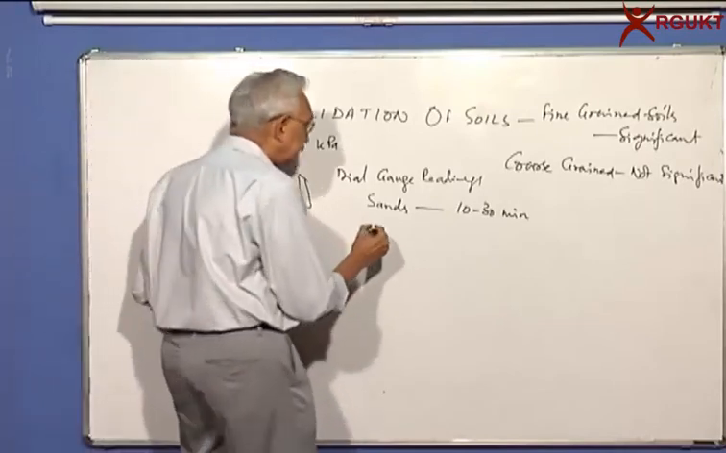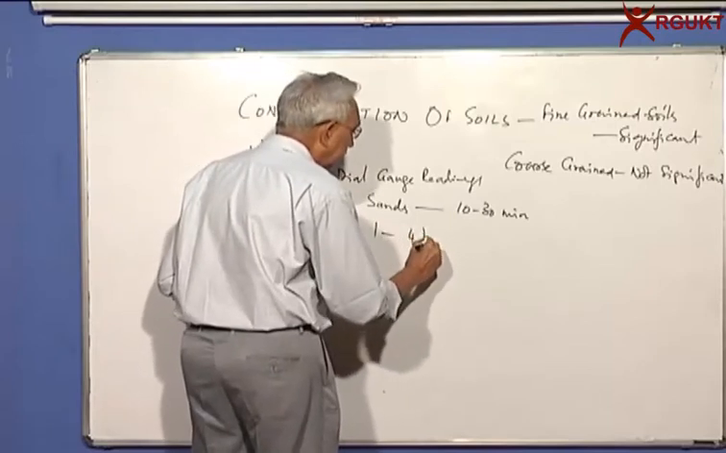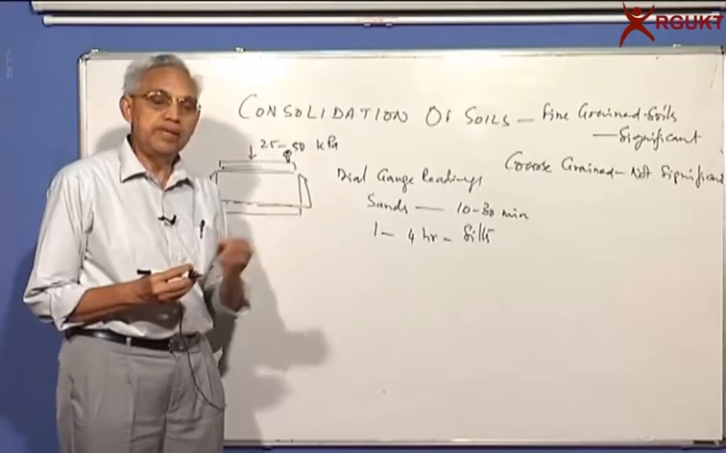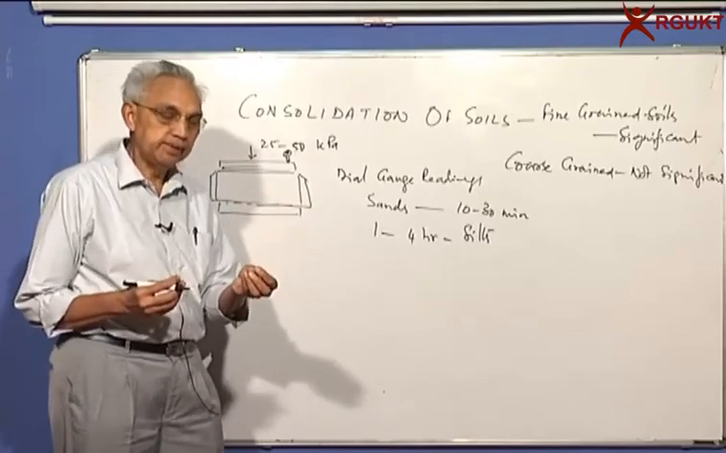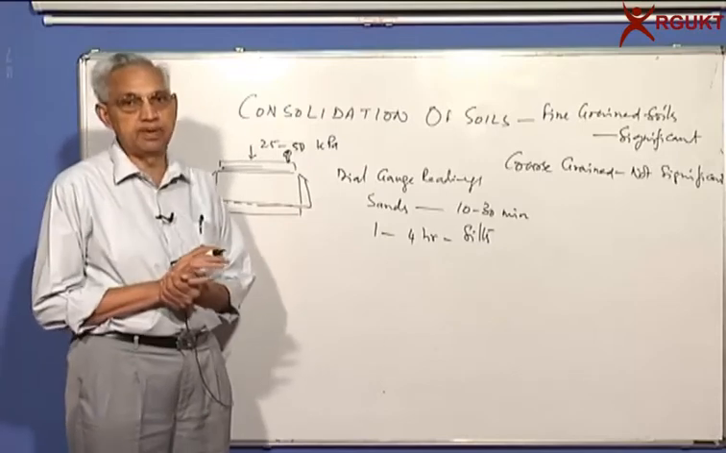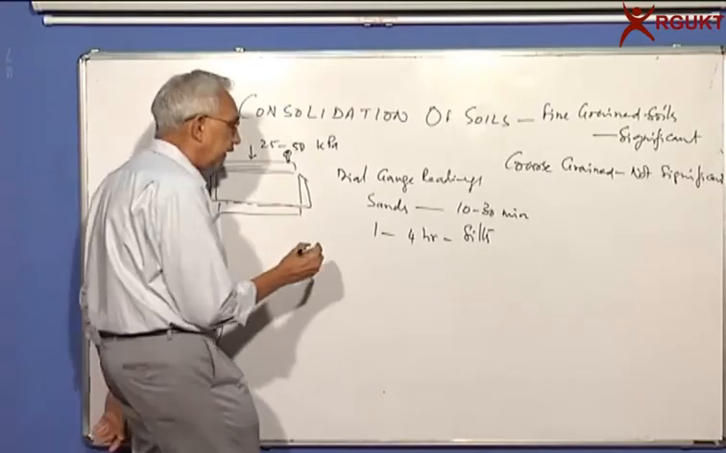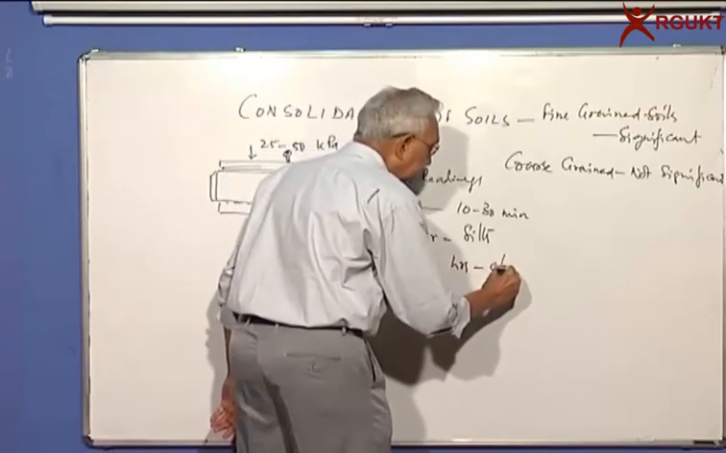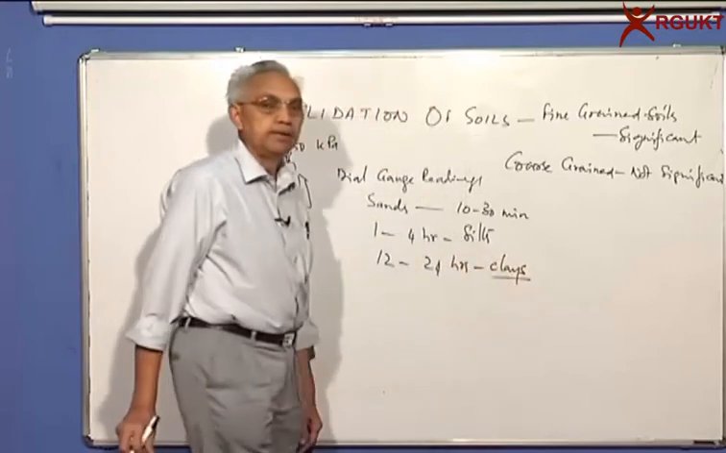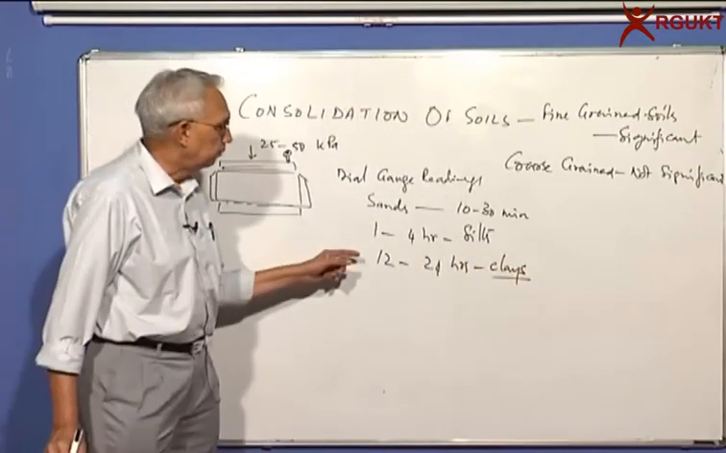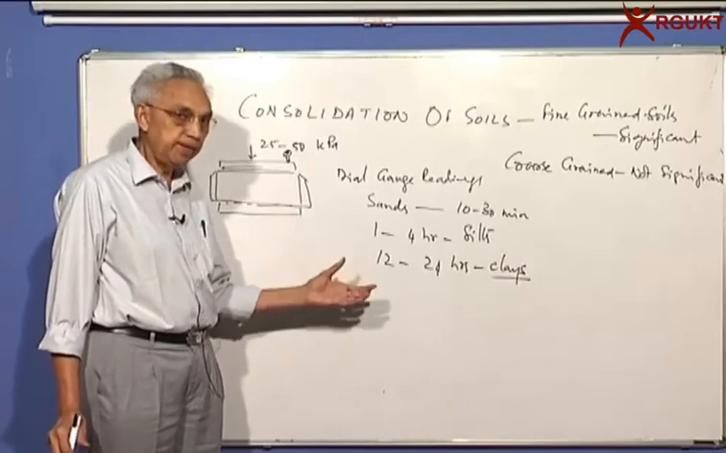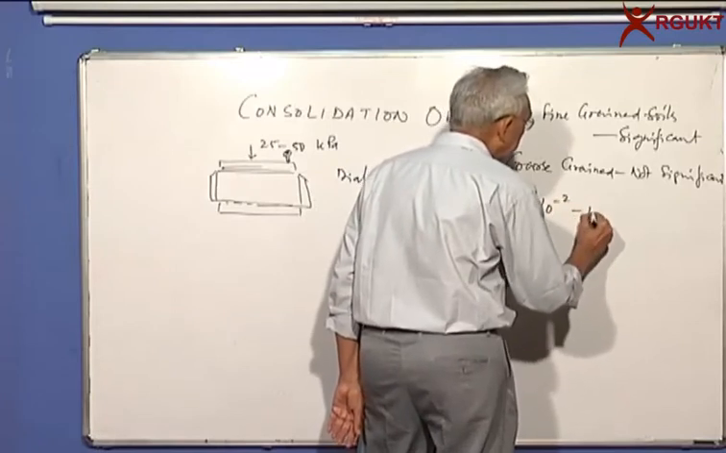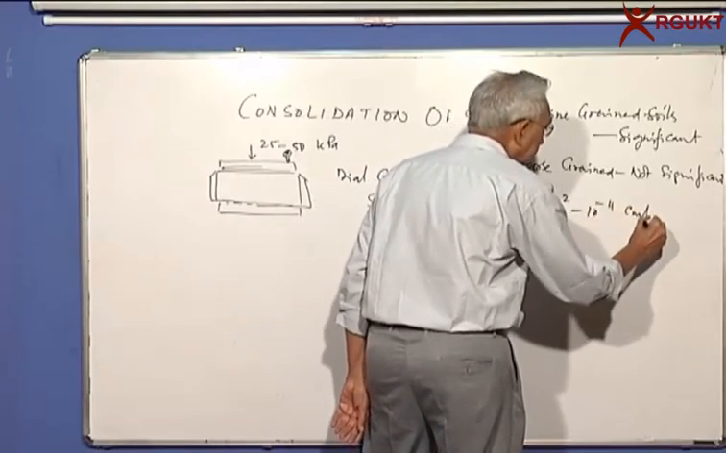In case of silts, maybe it will take 1 to 4 hours. Suppose I have a clay silt, sandy silt, etc. The deformations will increase, but they will stop after 4 or 5 hours. But in case of clays, they go on to maybe 12 to 24 hours in case of very fine soils like clays. Why does it happen? You know that permeability of clays is very, very low. Sands are maybe 10 to the power of minus 2 to 10 to the power of minus 4 centimeters per second.